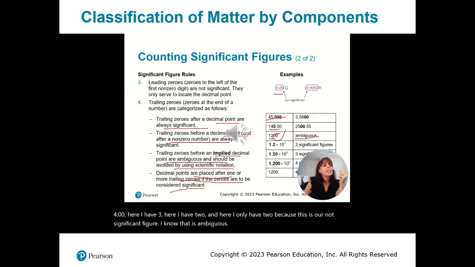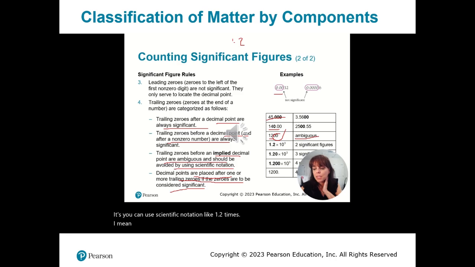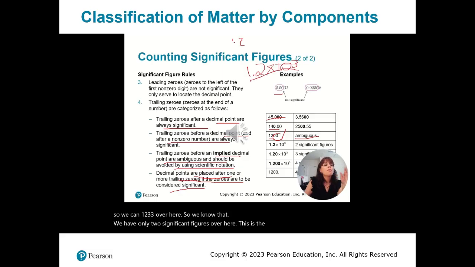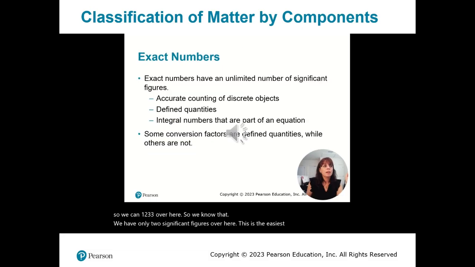However, you can use scientific notation like 1.2 times... Let me just use another pen over here because that is hard to use. So it would be 1.2 times 10 to the 3. So we know that we have only 2 significant figures over here. This is the easiest way to avoid those ambiguous situations.